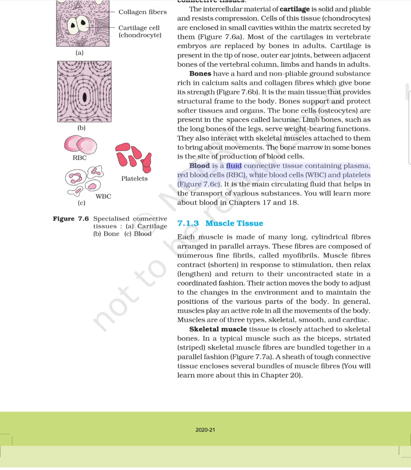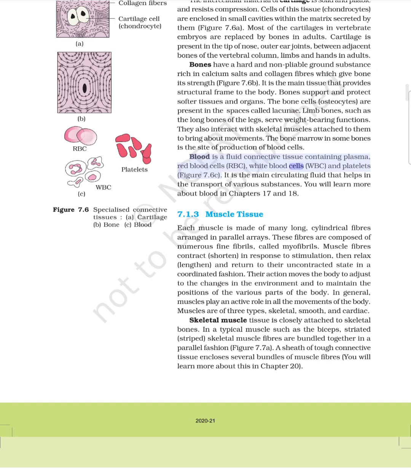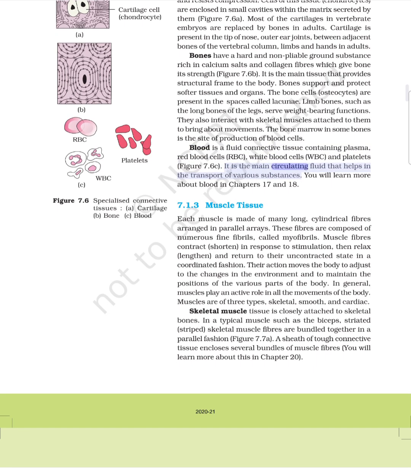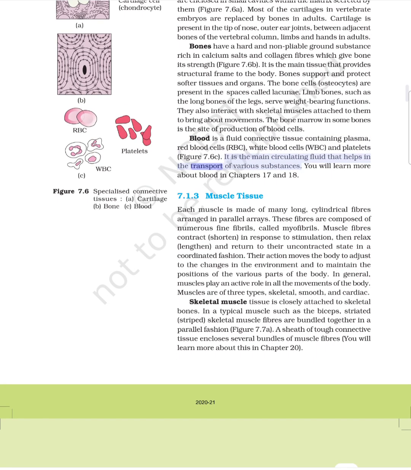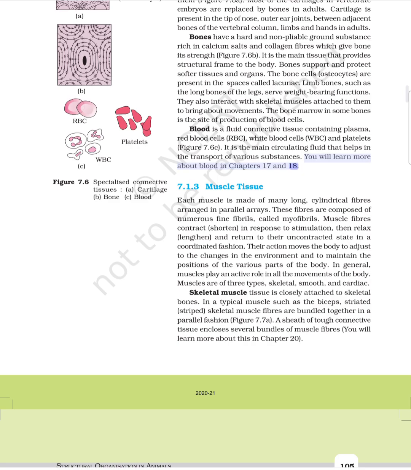Blood is a fluid connective tissue containing plasma, red blood cells, white blood cells, and platelets. It is the main circulating fluid that helps in the transport of various substances. You will learn more about blood in chapters 17 and 18.